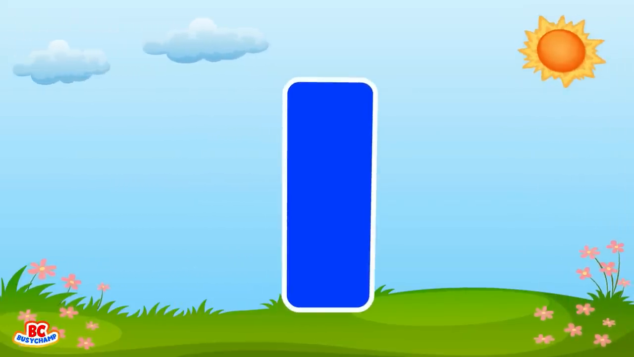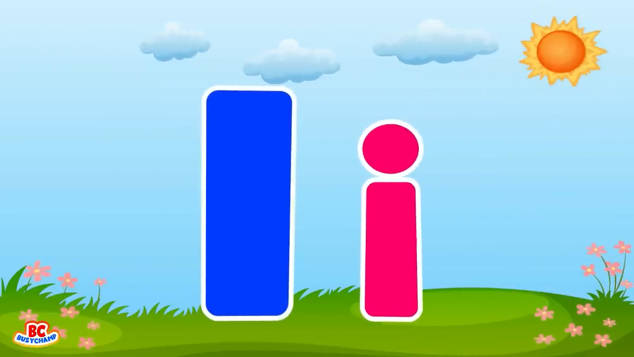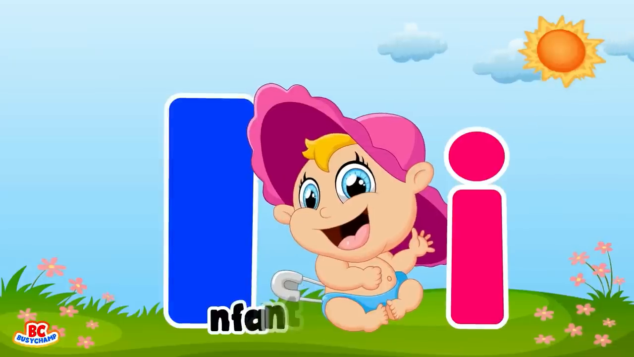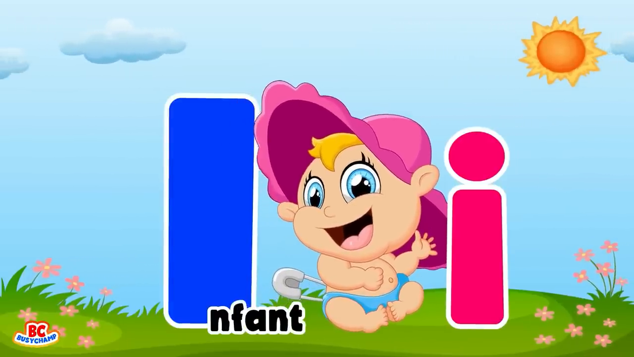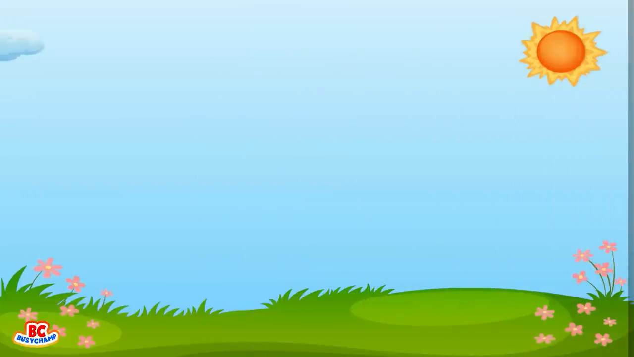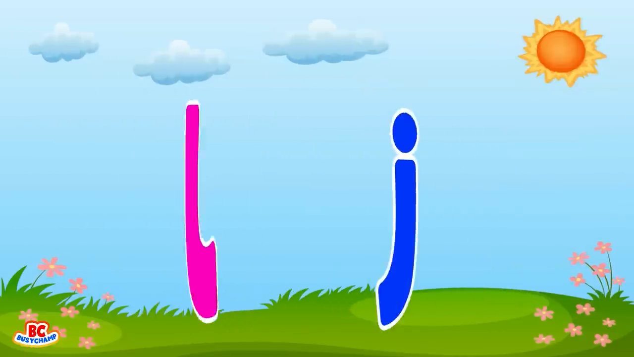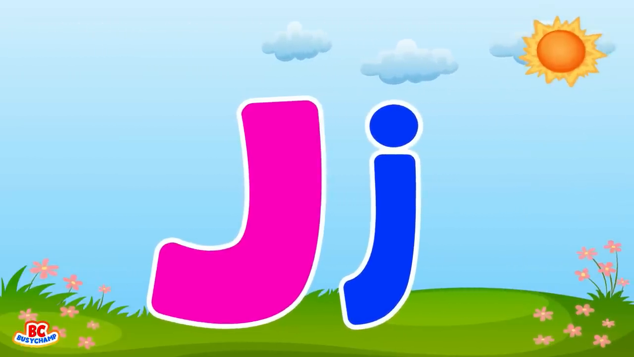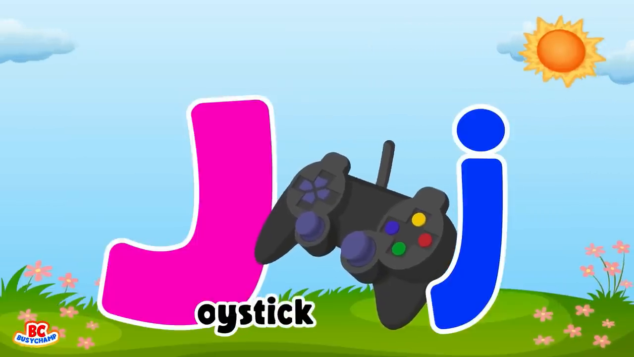I. The sound of the letter I is E. I for infant. J. And the sound of the letter J is J. J for joystick.